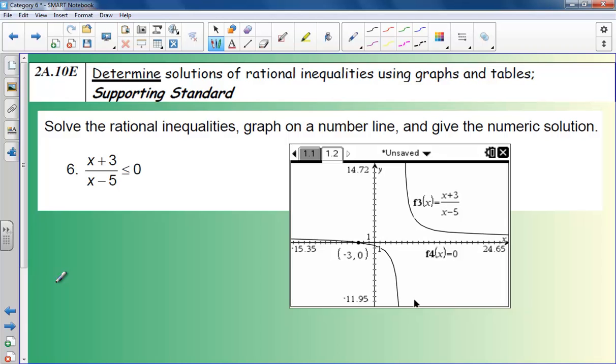Inequalities, and we really hated these because they did take a lot of steps. This one isn't terribly complicated. Some of them get a little more complicated. So rational inequality, we're doing this graphically, and tables are helpful sometimes, but again, only when it's a whole number.